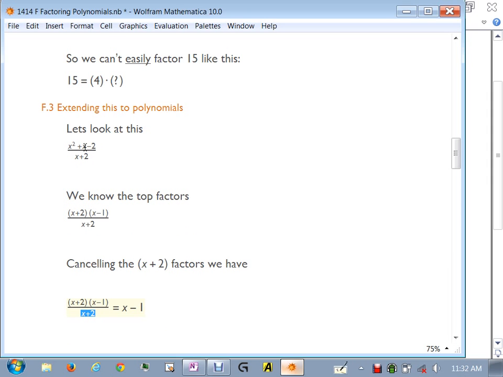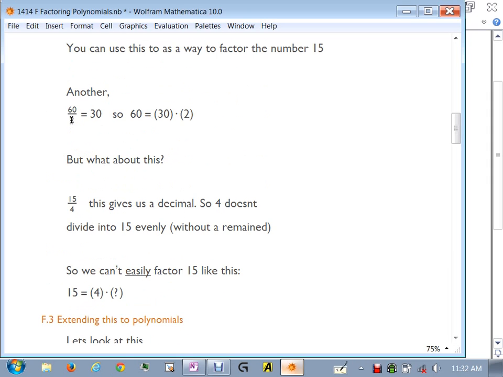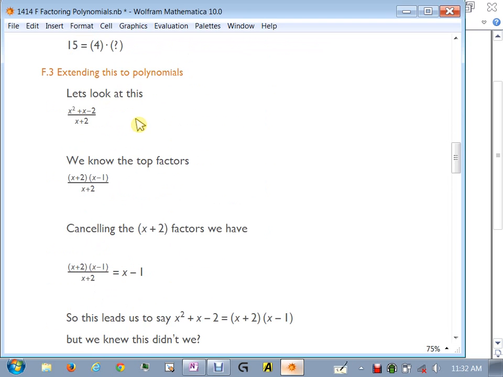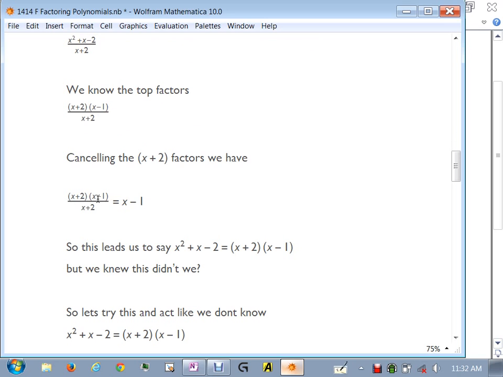Like we broke down the 90 or the 60. That means the 30 and the 2, right? The 30 and the 2 multiply to be that 60. By coming up with this, we can say this and this multiply to be whatever that top was. So this is the conclusion. Does that make sense?